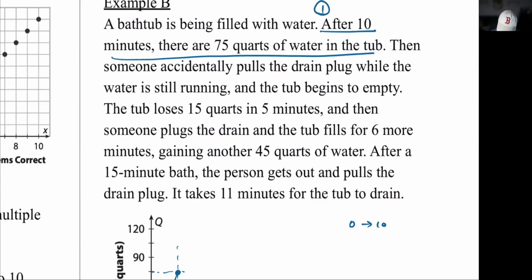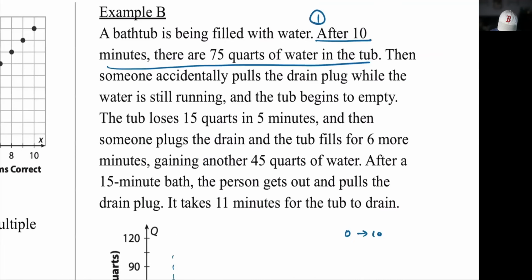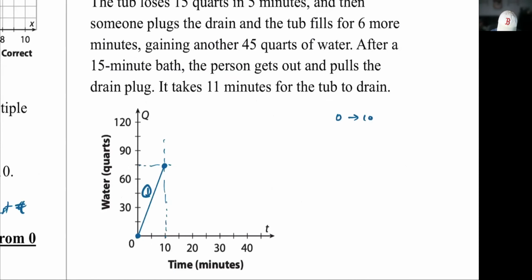All right. What happened next? Somebody accidentally pulled the drain plug. Uh-oh. It means it's decreasing, right? While the water's still running, so the tub begins to empty. Tub loses 15 quarts for 5 minutes. Oops. What I want to do is, actually, it went from 0 to 75 quarts, right?